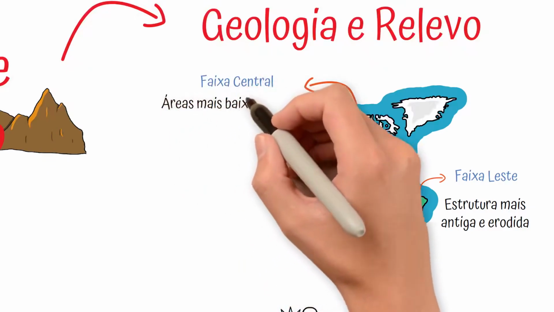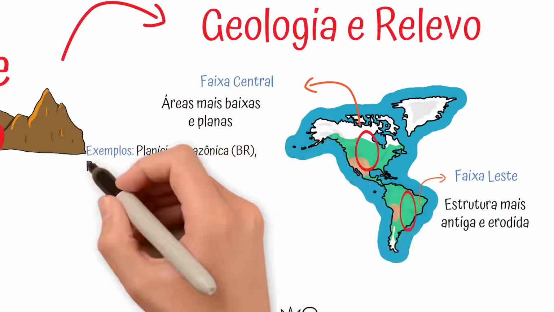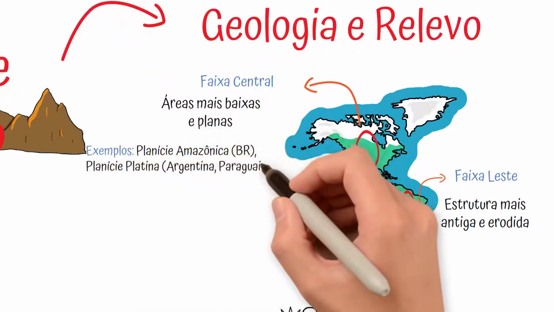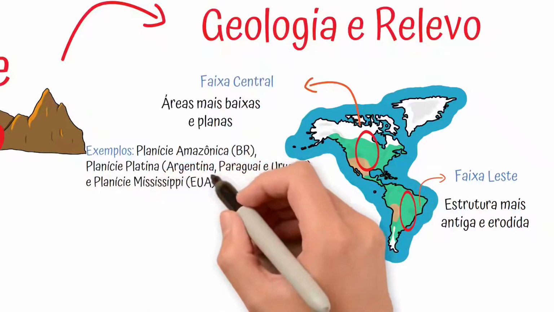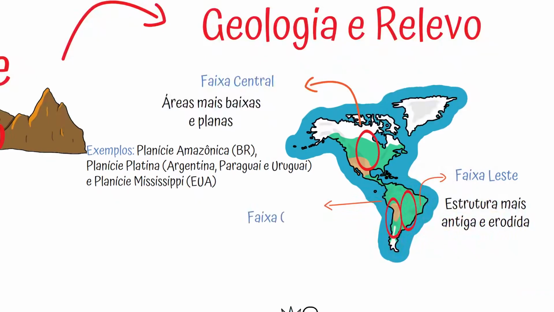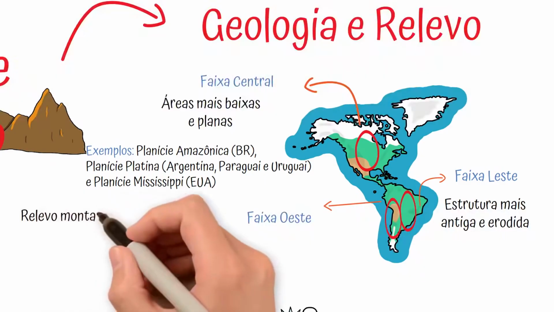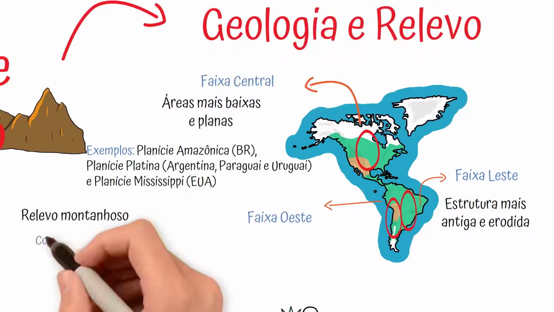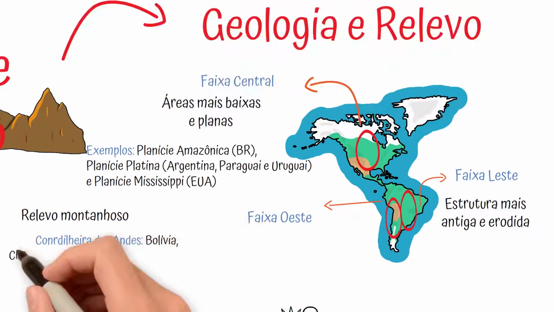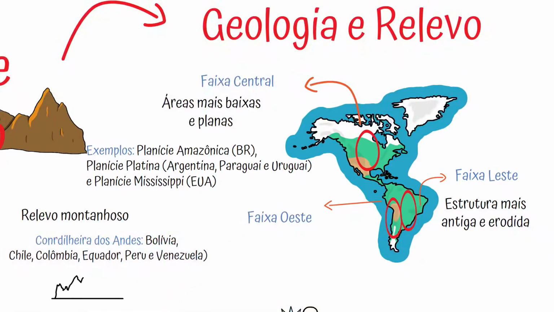As an example, we have the Amazon plain here in Brazil and the La Plata plain, called the La Plata region, which includes Argentina, Paraguay, and Uruguay, and the Mississippi plain over there in the United States. Now here in the western strip, that's where the most interesting landforms are, right? So to speak, it's a more mountainous terrain. For example, here in South America, we have the Andes mountain range. It covers Bolivia, Chile, Colombia, Ecuador, Peru, and Venezuela. This region is also called Andean America.